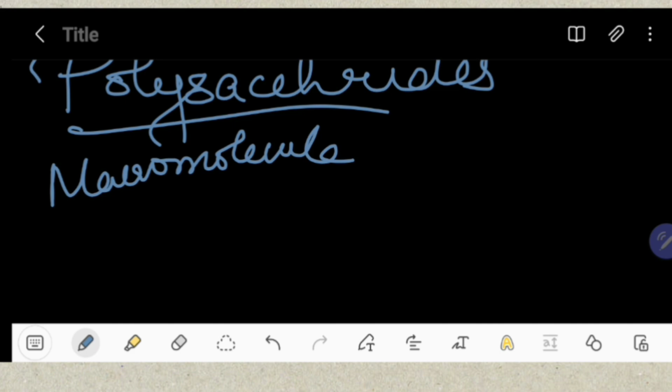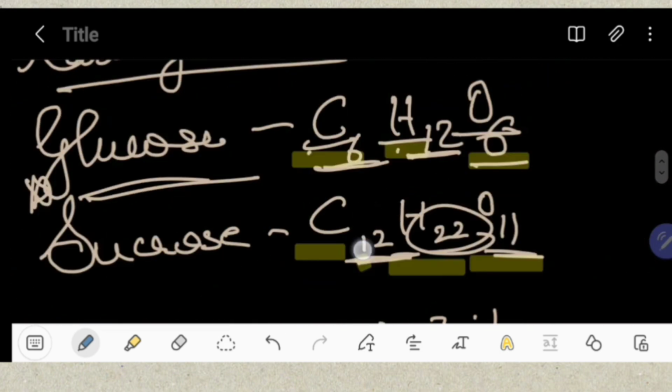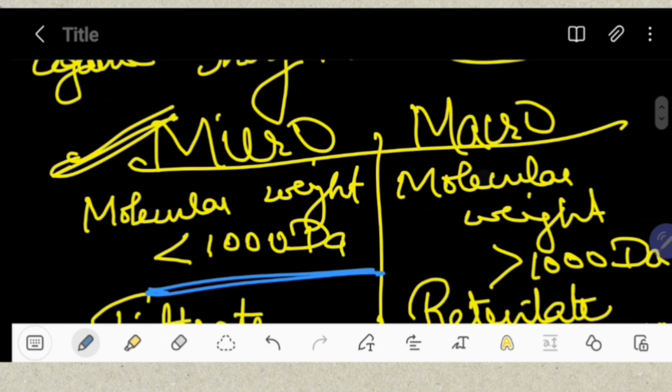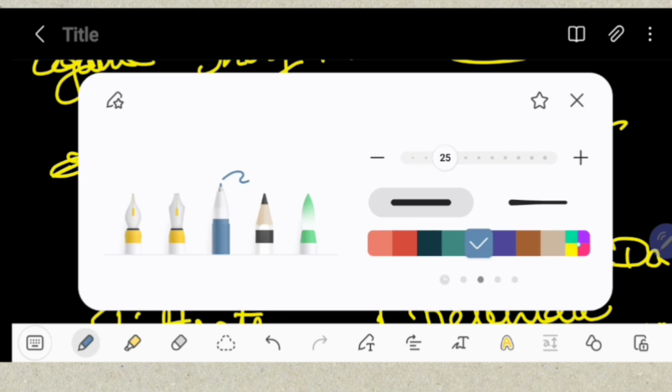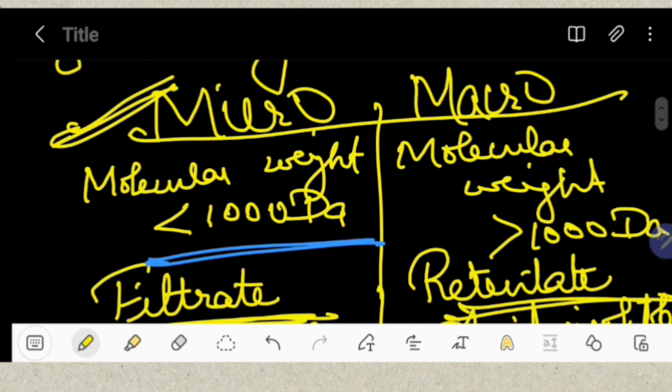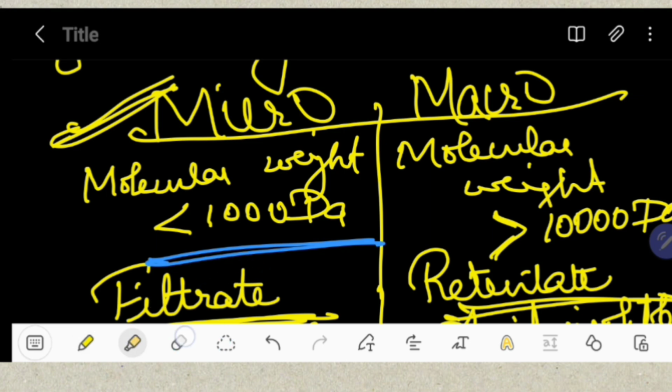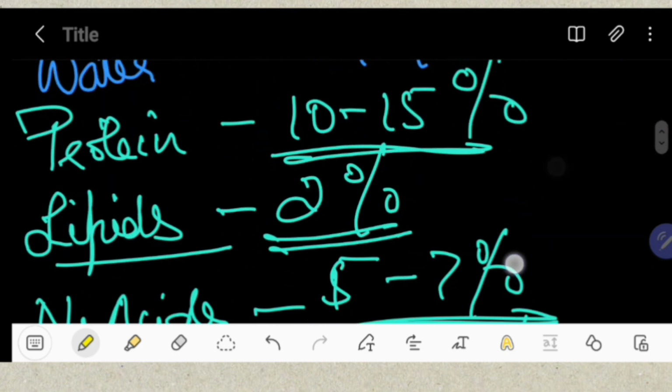Oh, and one more thing which I wanted to correct: I'm sorry, I made a mistake here. It is in macromolecules, right? I said that macromolecules are those with more than 1000 elements, which is wrong. When I saw it, I wanted to change it, but I forgot. It is more than 10,000 Dalton. So less than 1000 Dalton is a micromolecule, and more than 10,000 Dalton is a macromolecule.